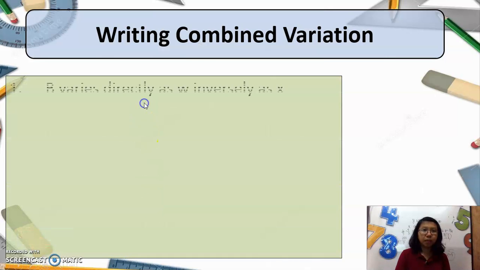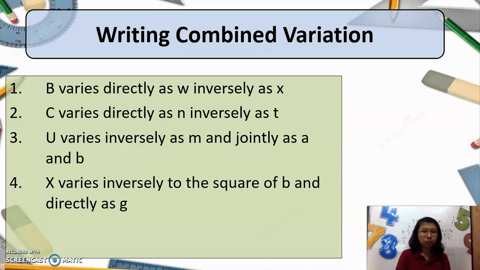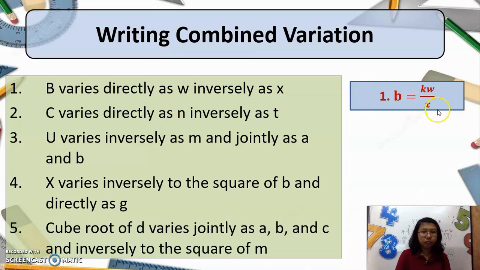So writing combined variations. Number 1, b varies directly as w and inversely as x. So it will be b equals kw over x, because directly means it will be beside letter k, and then inversely will be at the denominator. Next number, c varies directly as n and inversely as t. So it will be c equals kn over t.